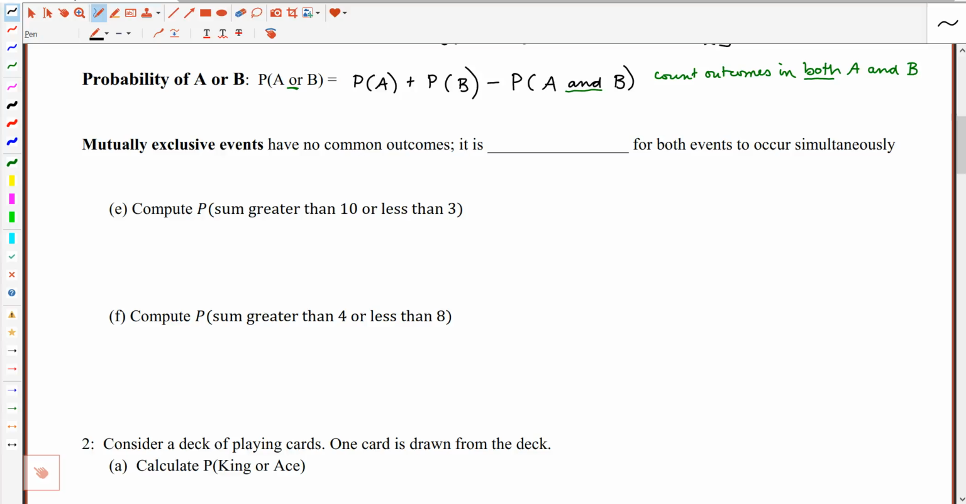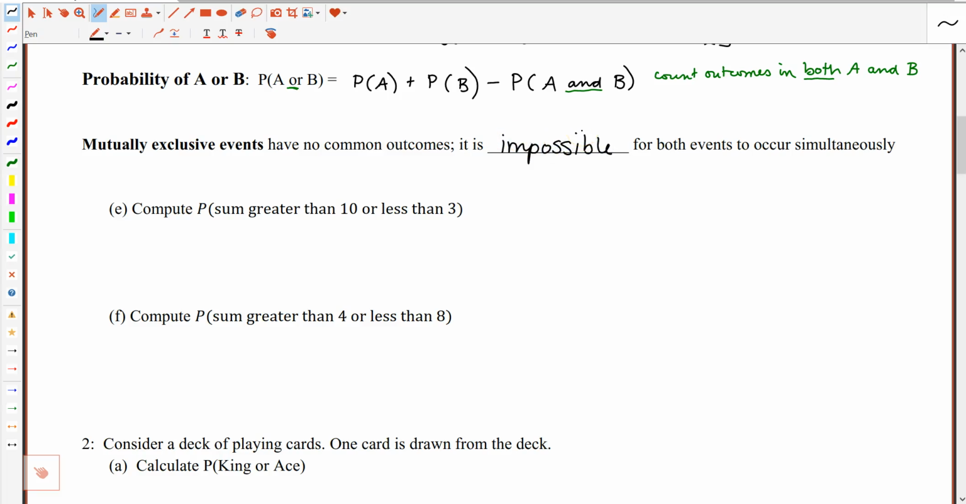Now, one of the things that's going to be special when you're counting and finding the probability of events involving the word "or" is whether or not those events are mutually exclusive. Mutually exclusive events have no common outcomes. So it's impossible for both events to occur simultaneously.